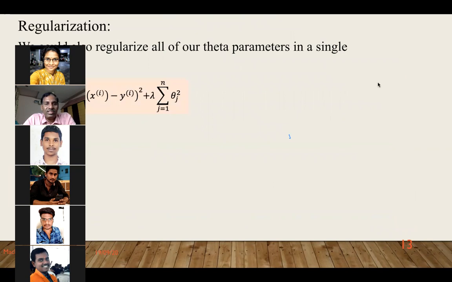So we could also regularize all of our theta parameters in a single summation. If all thetas should be small, you can simply take the earlier cost function and add the sum of all theta squares. Then your cost increases whenever theta increases. That's why it forces gradient descent to find theta so that all theta values are small, while it still fits well.